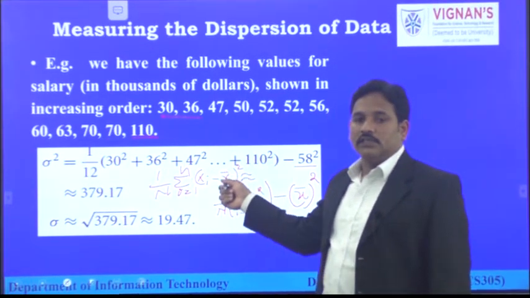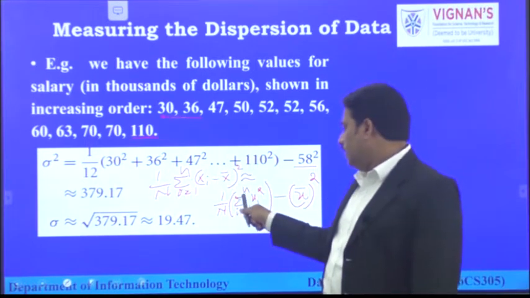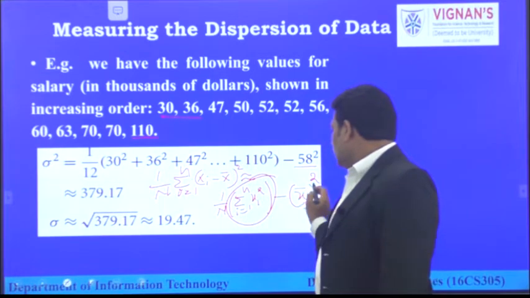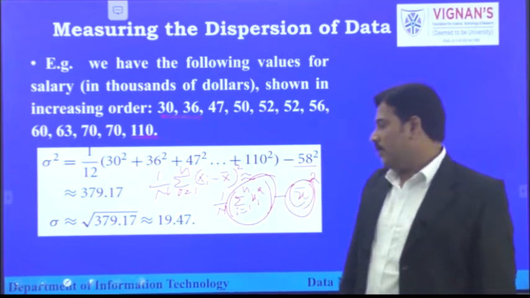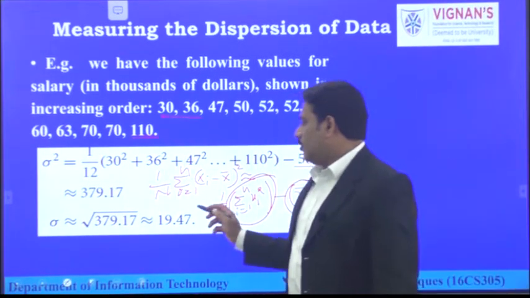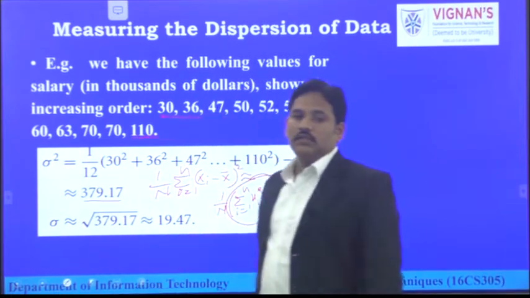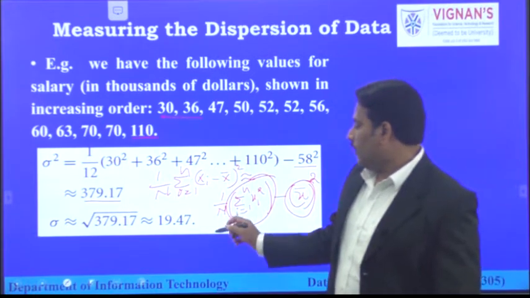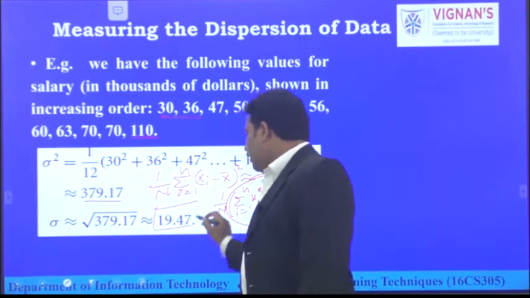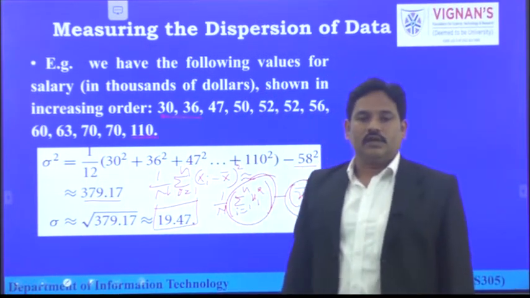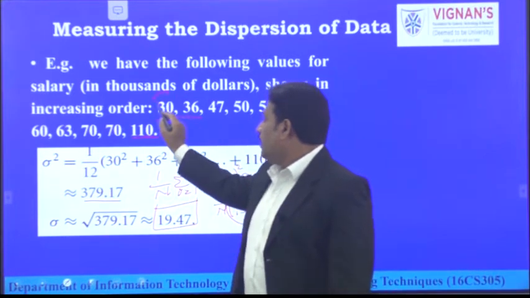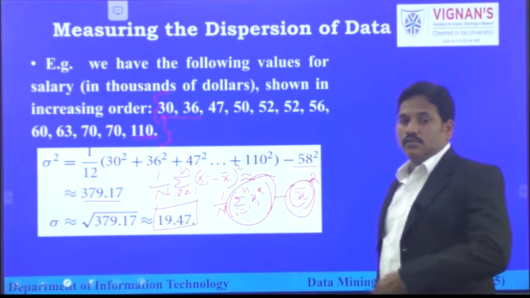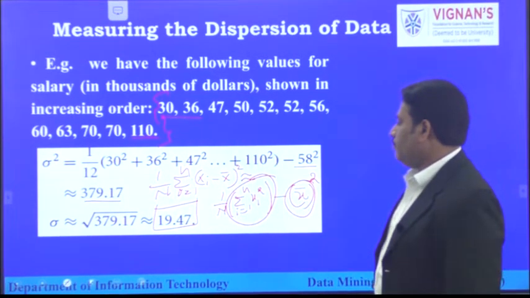We can do individual subtraction squares of every value, or you can take the sum of all the values, that is sum of squares, and subtract with the mean value. Both can be used. After calculating this sigma square, we got 379.17. If you apply the square root, we got 19.47. 19.47 is the standard deviation of the given data set, that is the salary data set, which is having 12 values.